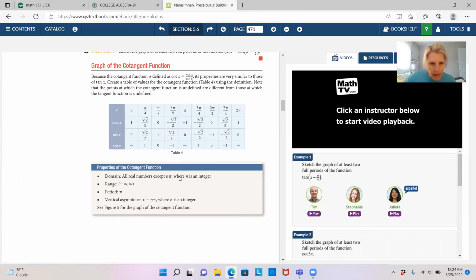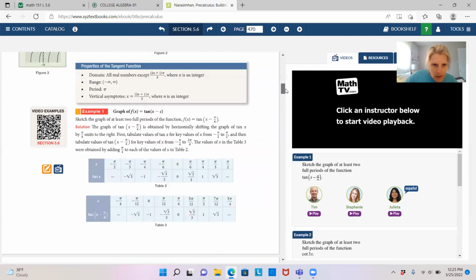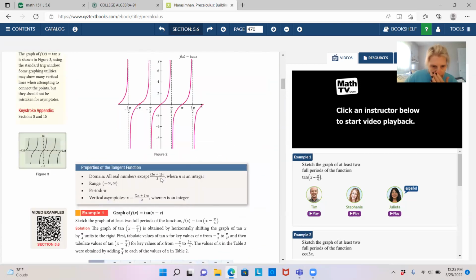It goes through their range. The domain for both is all real numbers except for n pi for cotangent, and for tangent it's all real numbers except for (2n plus 1) pi over 2. But you don't have to worry about that too much because we're mainly using Desmos for graphing and just getting the basic understanding of what the picture should look like.